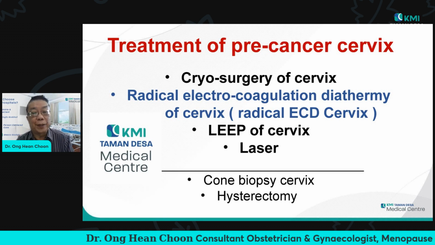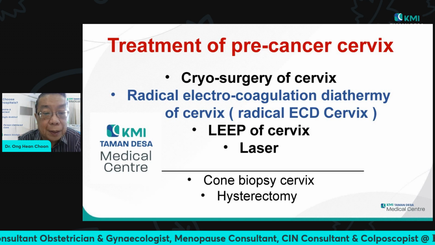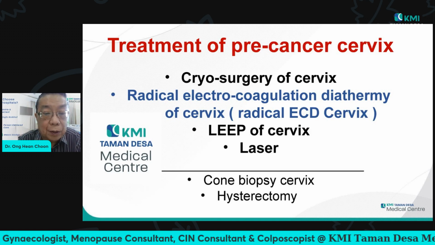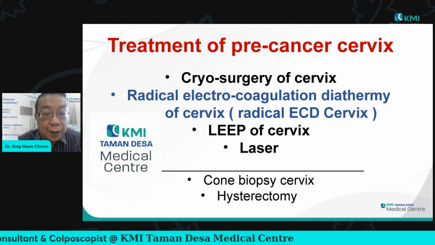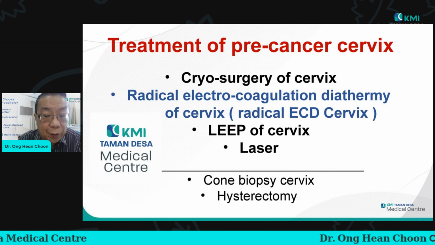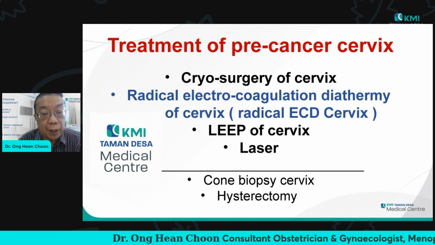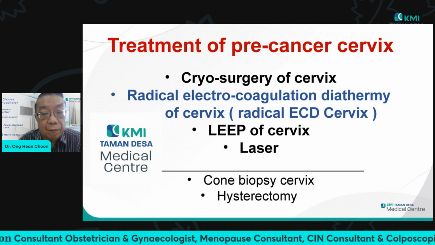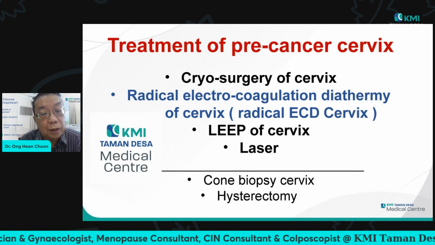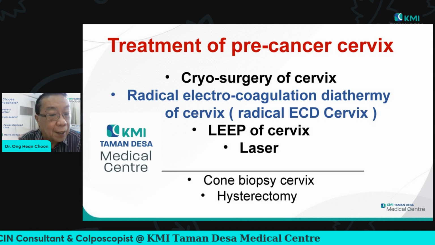Now, for the treatment of precancer of the cervix, we have various modalities available, and in KMI Tamandesa Medical Center, we are mainly concentrating on cryosurgery or radical electrocoagulation diathermy of the cervix. When we didn't have all these available expertise, we used to do cone biopsies and hysterectomies. So the aim of the modern treatment is to go away from the radical therapies, because nowadays precancer of the cervix affects more the younger women, and we cannot just be simply cutting out their cervix too much or just removing the whole uterus for them. We have to find some other modalities.